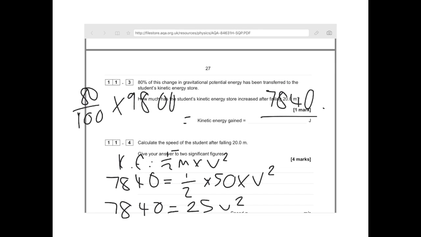How do you get v squared by itself? Well, divide both sides by 25. So you do 7,840 divided by 25 to get 313.6 equals v squared. And then in order to work out v, just square root that answer. Where's the square root sign on an iPhone? Oh, great. So please work. Okay, so the answer here will therefore be 18 meters per second, and that is to 2 significant figures.